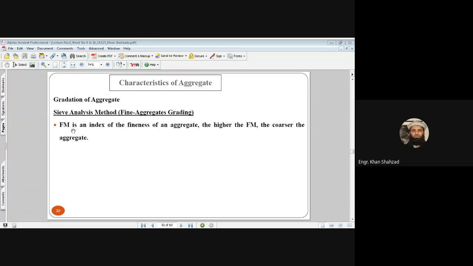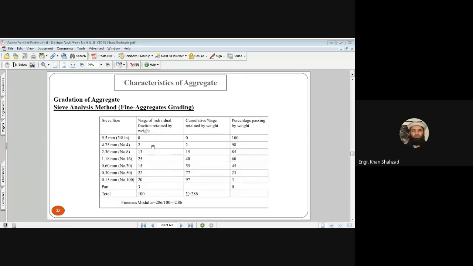The fineness modulus is an index, a number of the fineness of an aggregate. The higher the fineness modulus, the coarser will be the aggregate. And the lower the fineness modulus, the finer will be the aggregate. Here you can see this, the sieve analysis method.